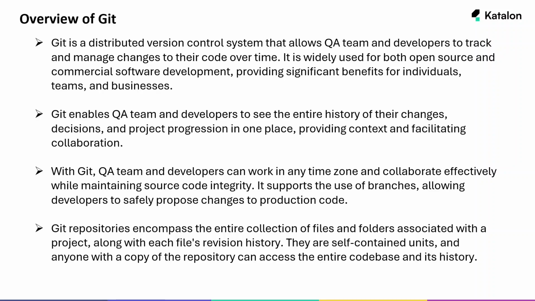Git repositories encompass the entire collection of files and folders associated with a project, along with each file's revision history. As I told you, it maintains the revision history of each and every file that you are working on. They are self-contained units, and anyone with a copy of the repository can access the entire codebase and its history.